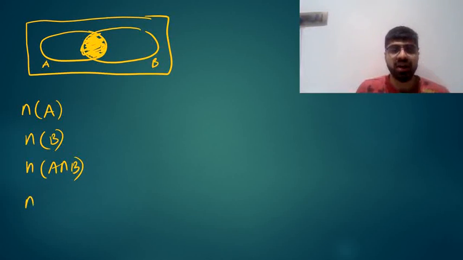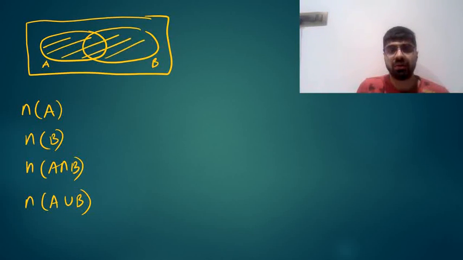Now what about N of A union B? When we say A union B, we are referring to this entire region that we have here. A union B means the elements which are there either in A or in B, or in both of them. So N of A union B means you combine A and B together, and whatever total you get is represented by A union B. The elements in the set A union B are there either in A, or in B, or in both A and B.